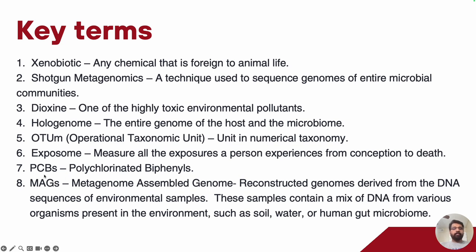And the next one is PCBs, another pollutant that we studied in this paper, which is called polychlorinated biphenyl. It's like a group, with multiple chemicals included in that category. The next one is MAG. MAG means metagenome assembled genome. So I know that everybody's familiar with this terminology. These are some of the terminologies that we are using in this particular study.